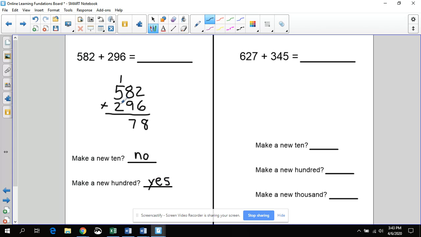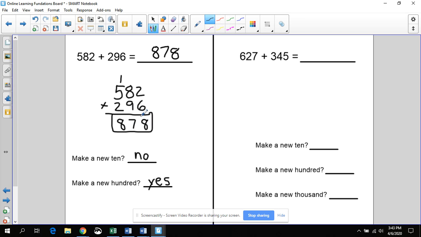And then 1 plus 5 plus 2, I need to make sure I use that new group. 1 plus 5 is 6. 6 plus 2 is 8. I'm going to box my answer down here, and I'm going to write it on the line up here.